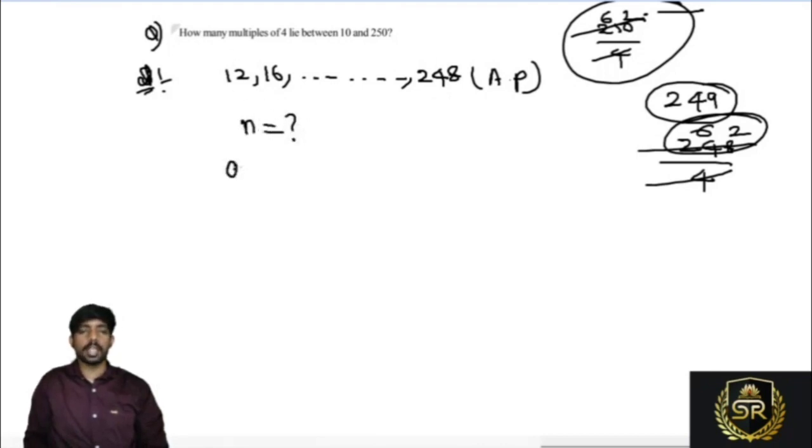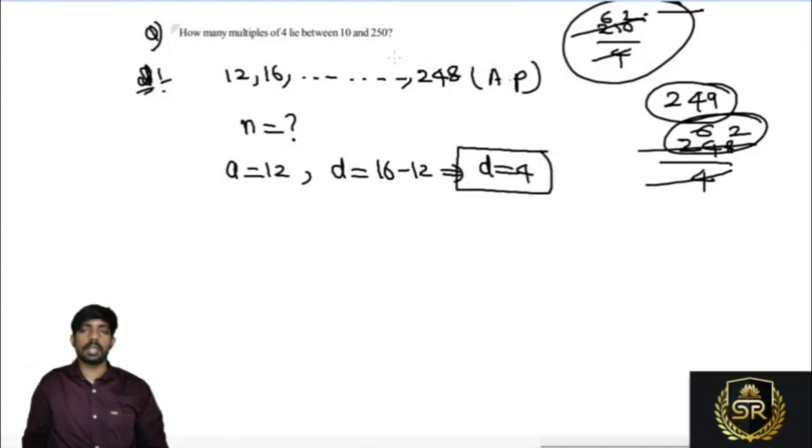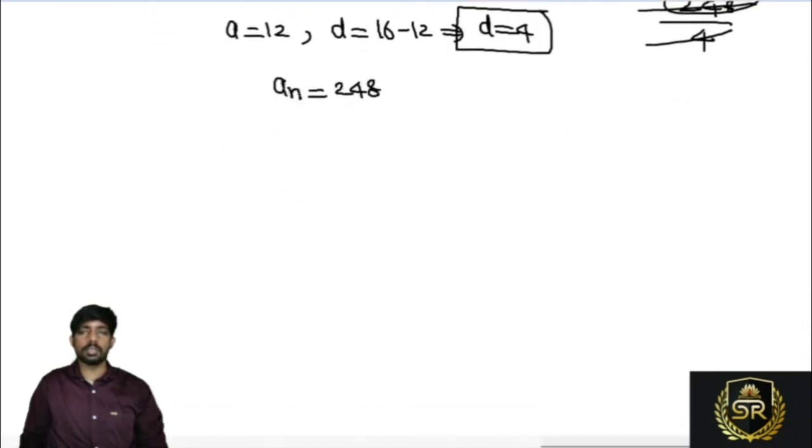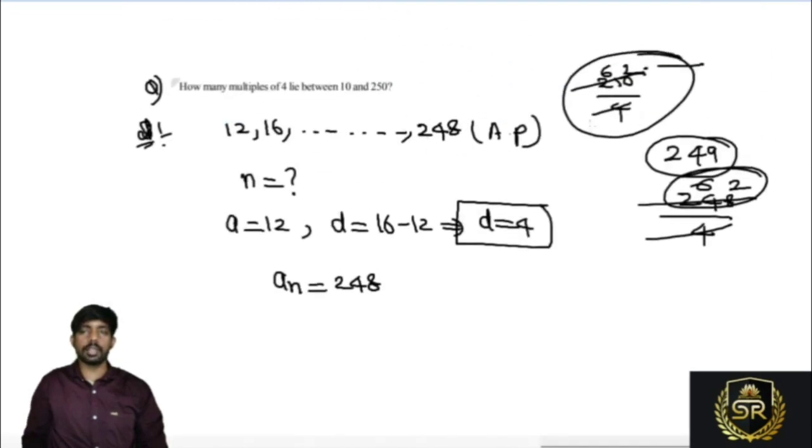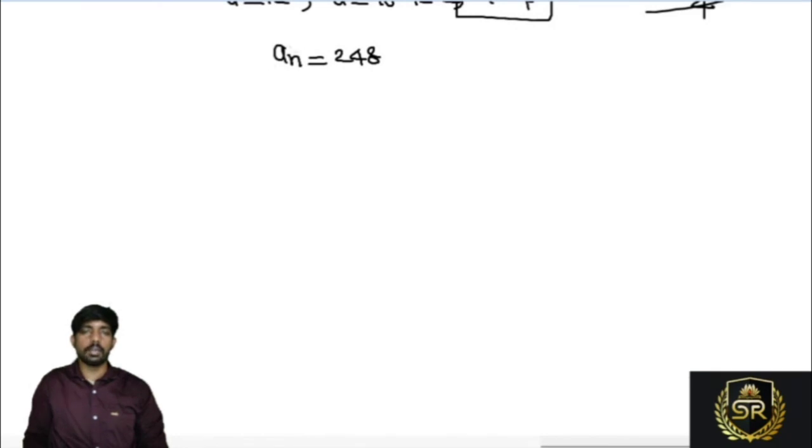So a is given. A is 12 and the common difference is second term minus first term, 16 minus 12, which is 4. Common difference is 4. Next, we have a last term an. An is equal to 248. Okay, an is the last nth term. The nth term we have is 248, right?